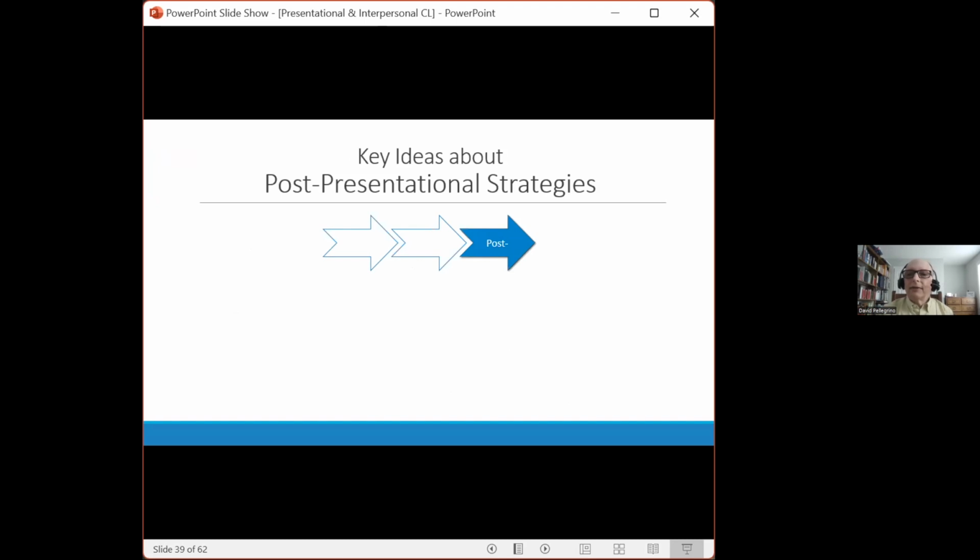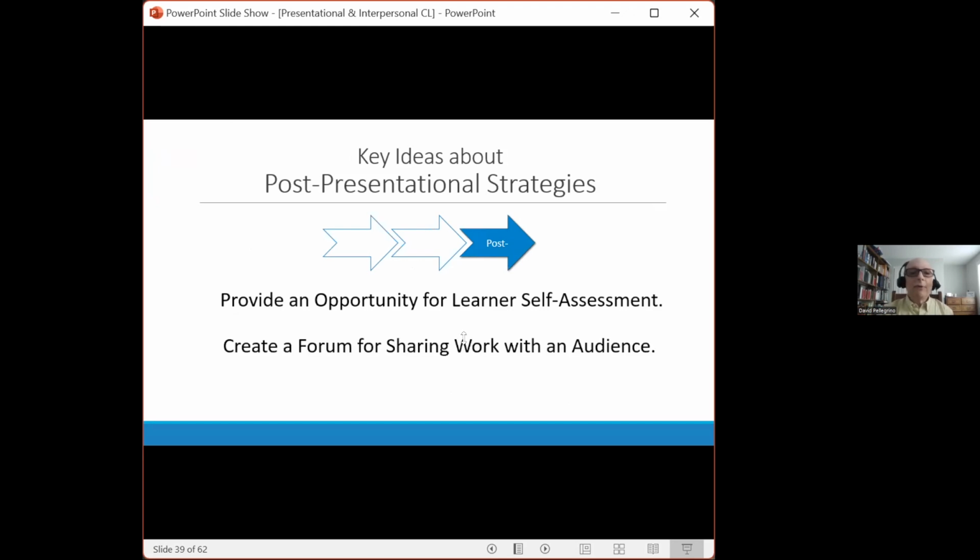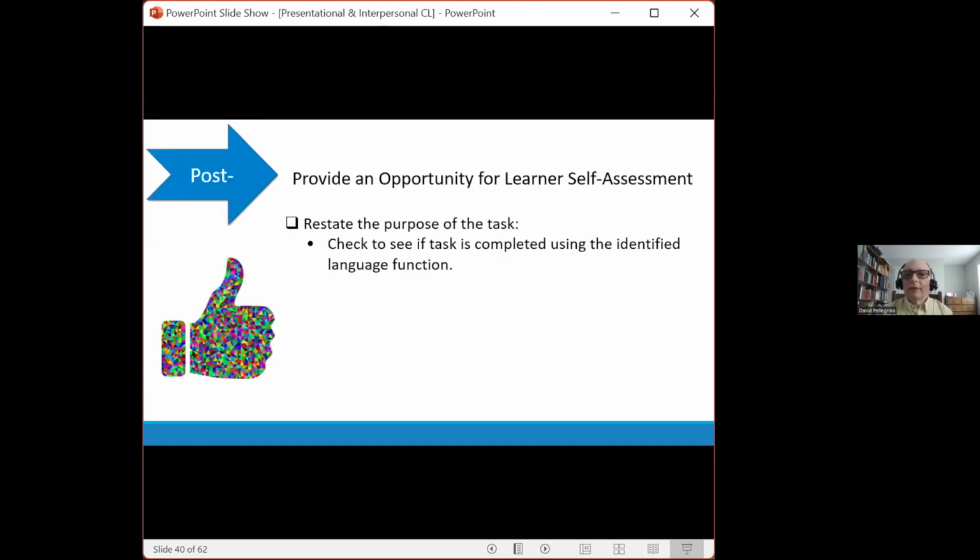Okay, now let's look at post-presentational strategies. We want to provide an opportunity for learners to self-assess, to create a forum for sharing work with an audience, and to assess that task performance. First of all, you're going to want to restate the purpose of the task and check to see if the task is completed using the identified language function. You can do this by having students look at their own work to see if they have fulfilled everything in your description of the task.